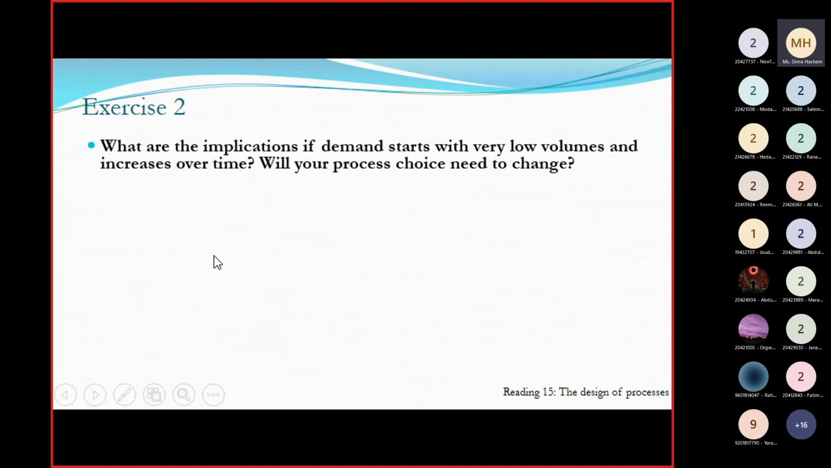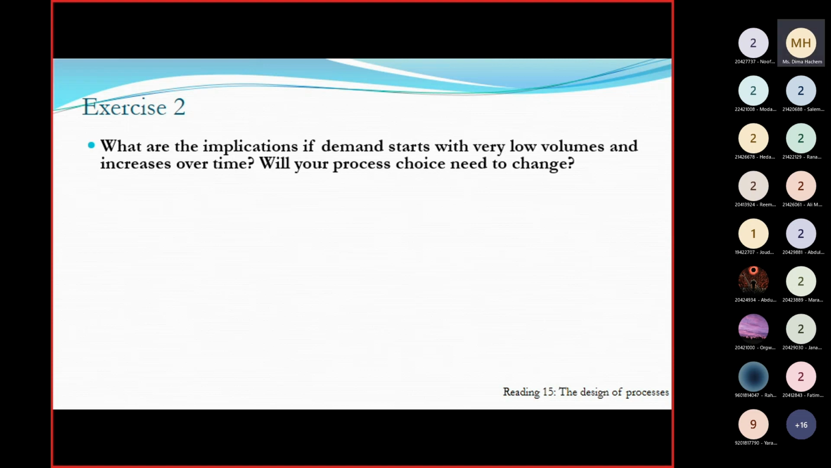Okay, now we have a question. The question says, what are the implications if demand starts with very low volumes and increases over time? So suppose you have a small business and you have a low volume, and you have set your process accordingly. But then after 1 year, your volume became bigger. What do you do if your volume became bigger? Will you still choose the same process or will you change your process? You will change it, absolutely. Yes. How will you change it?